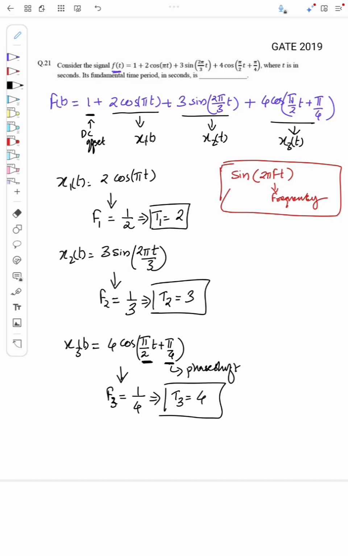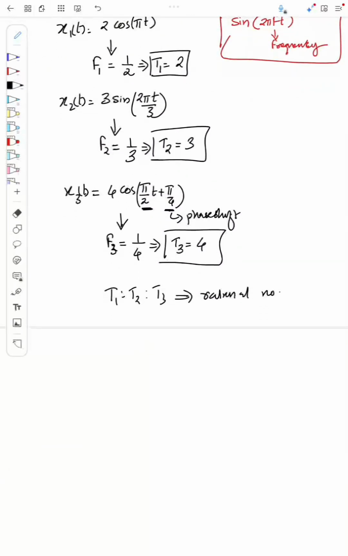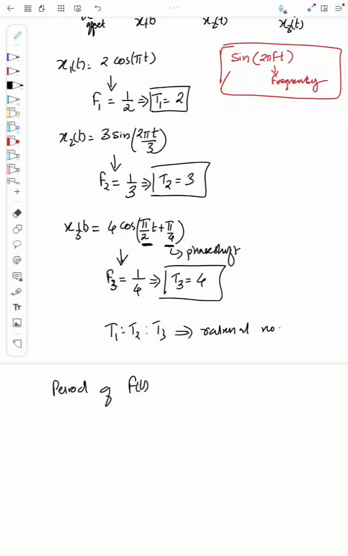We need to find the fundamental time period of the signal, and this time period is valid only if the signal is periodic. So how to find whether it is periodic? We just need to take the ratio of t1, t2, t3 and check whether it is rational. The ratio of t1, t2 and t3 is definitely a rational number, because it is 2, 3 and 4. So definitely it will be periodic. If it is periodic, what is the period of the signal f of t? I'll call it T.